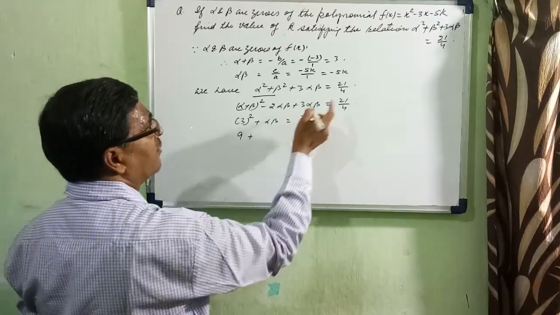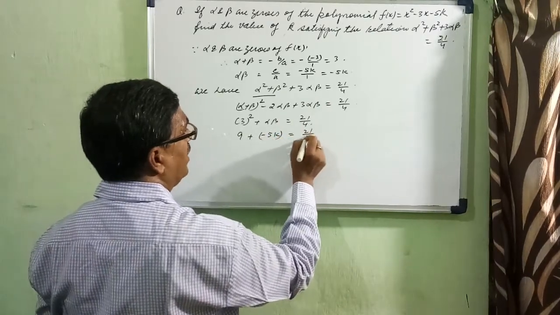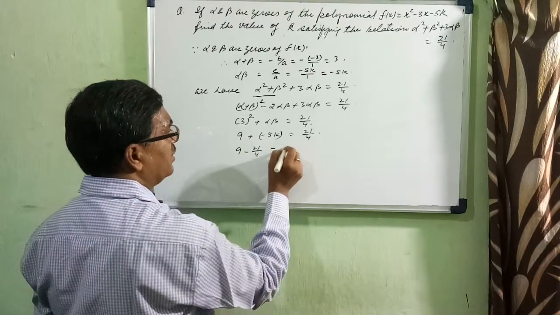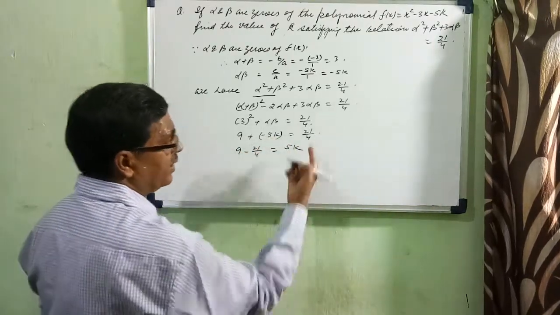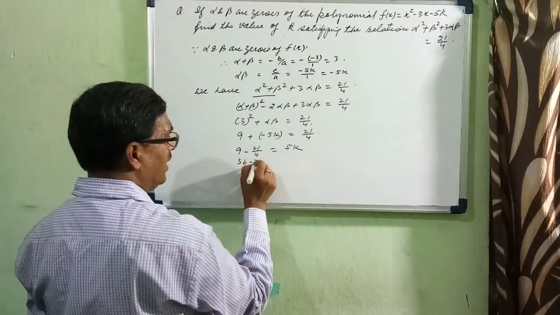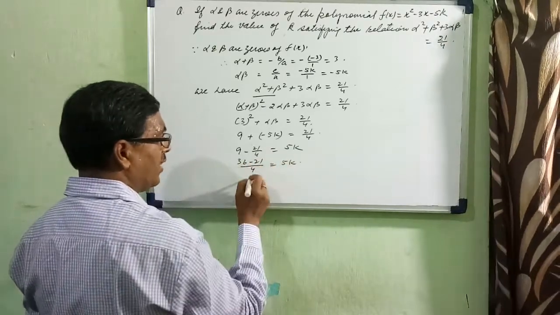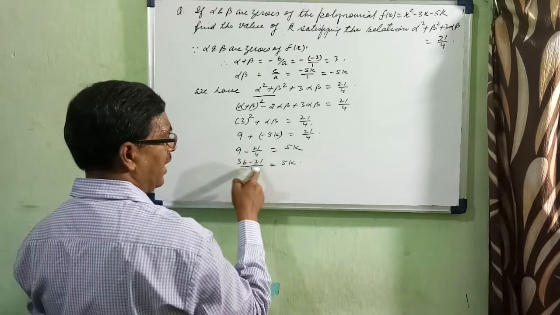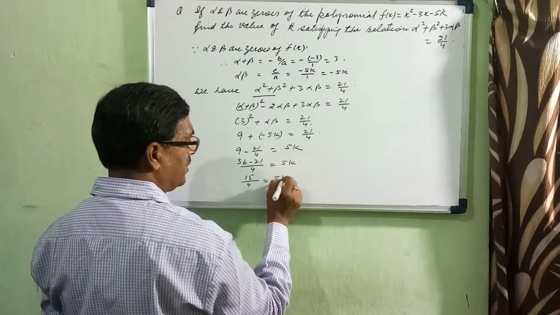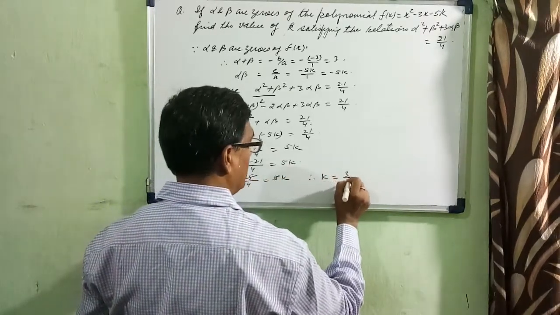9 plus alpha beta is equal to how much? Minus 5k is equal to 21/4. So 9 minus 21/4 is equal to 5k. This 5k will go there, and 21/4 will come down. And so (36 minus 21)/4 is equal to 5k, 15 by 4 is equal to 5k. 5 threes are 15, therefore k is equal to 3/4.